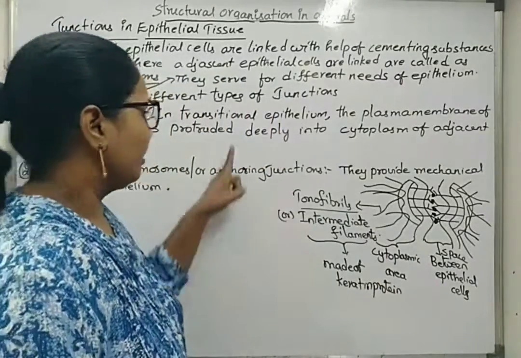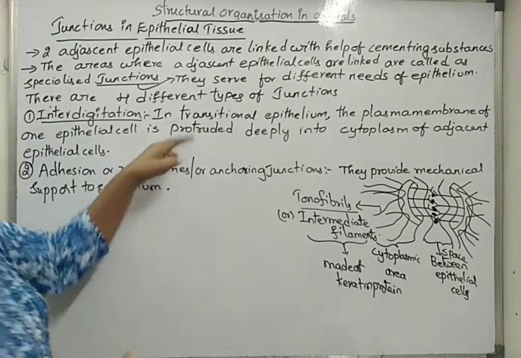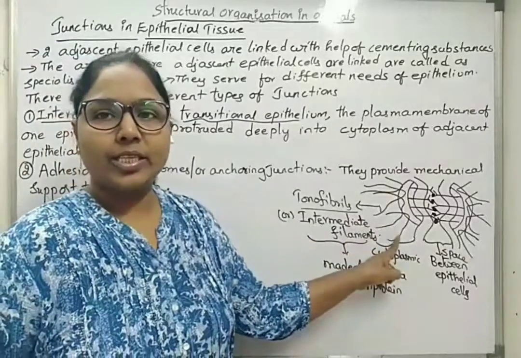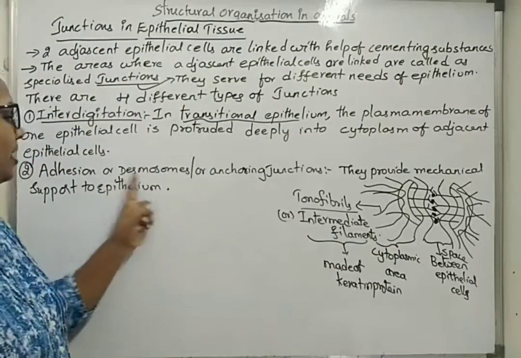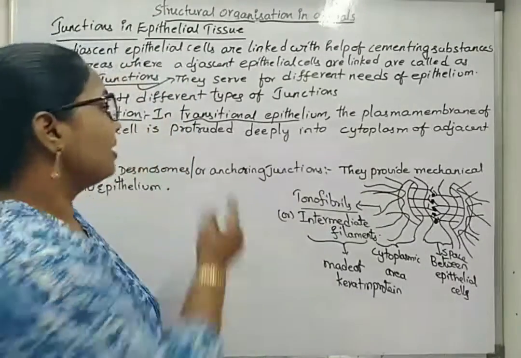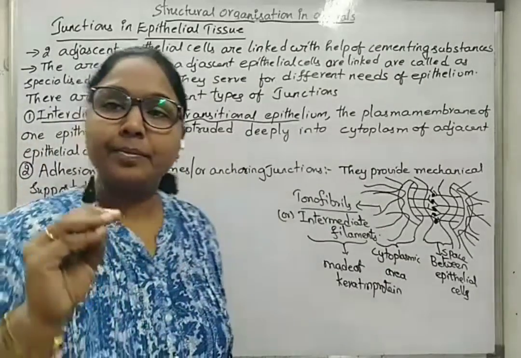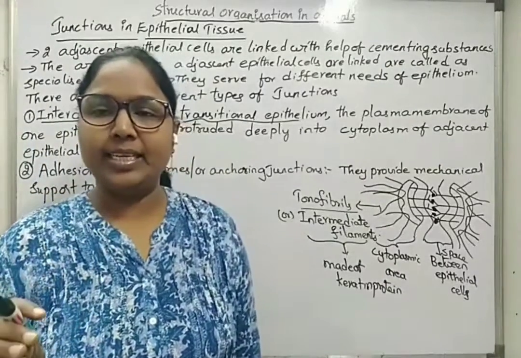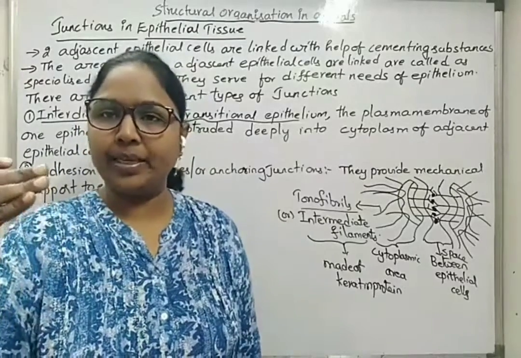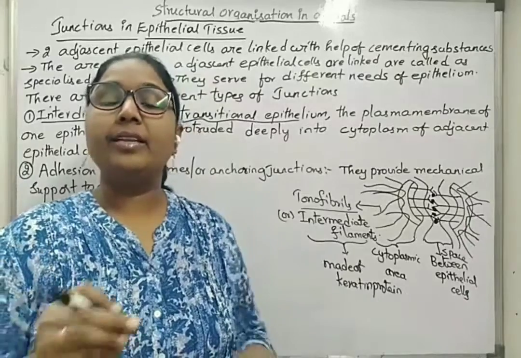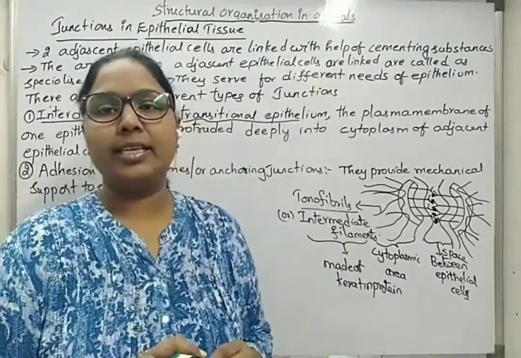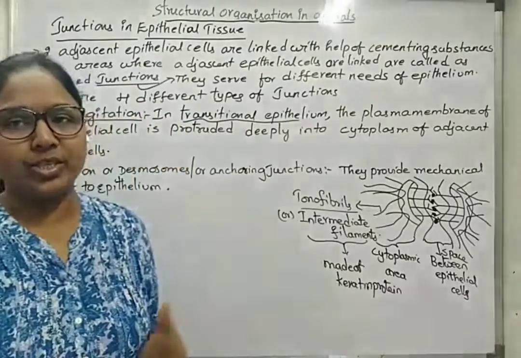Now, here we have seen interdigitation is seen in case of transitional epithelium. Tight junctions, adhesions or desmosomes are seen in case of stratified epithelium. Transitional epithelium means many layers of epithelial cells. When they are in normal or resting position, many layers appear in that epithelium. But when the layer is stretched, it appears as only one single layer. Such type of epithelium is called transitional epithelium.